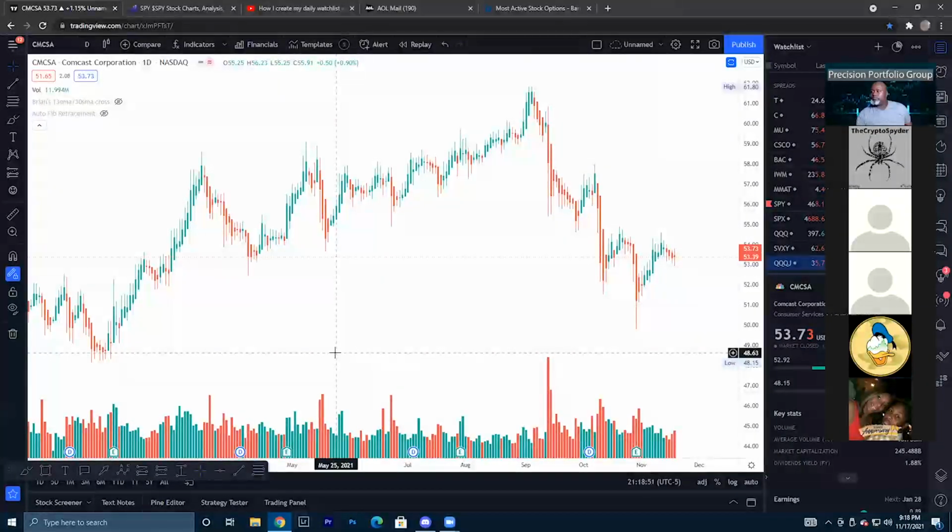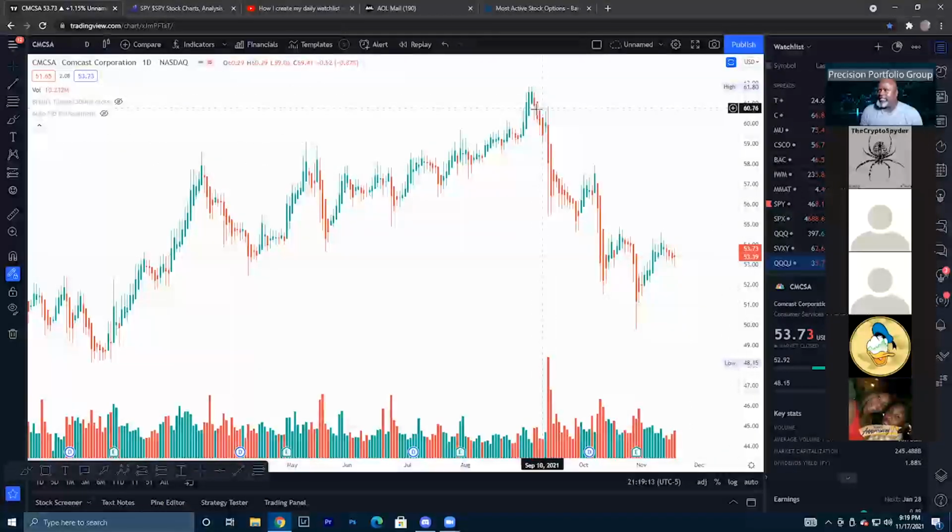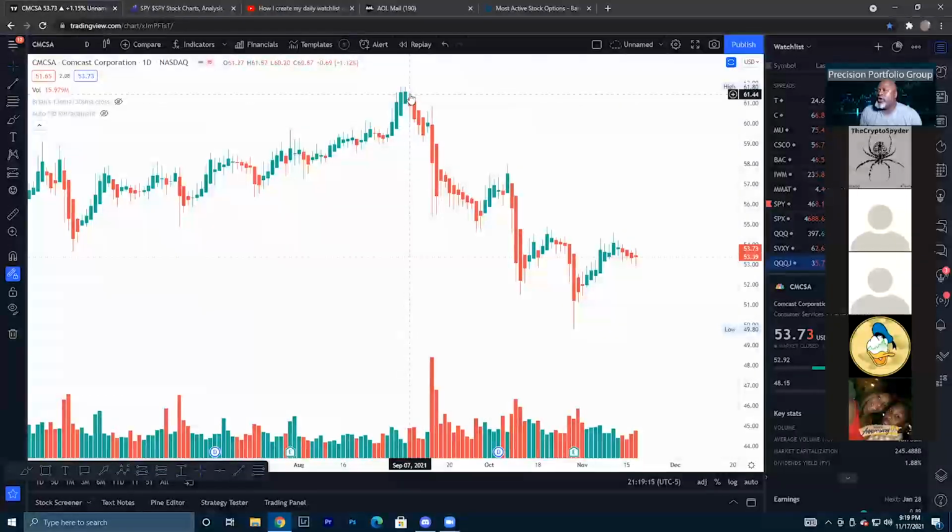Higher highs and lower lows. Okay, you're 50% right. With a downtrend, what you want to look for is lower lows and lower highs. Let me explain. Back in September, this was the highest point that Comcast was at, around $60, $61.80. It did a reversal, and it made right here a lower low. I'm sorry, this is a higher low.